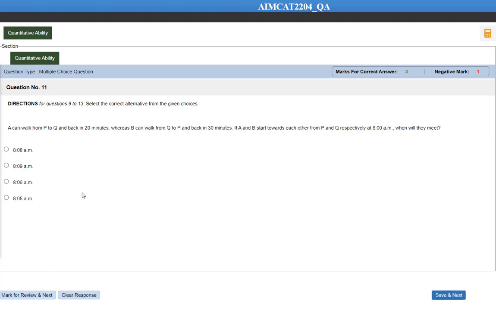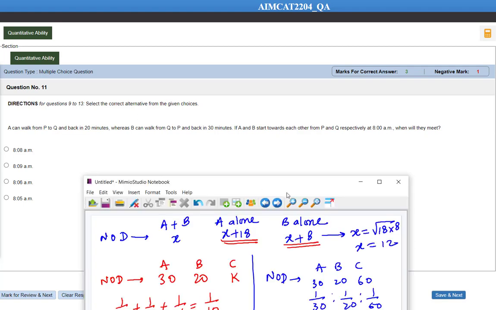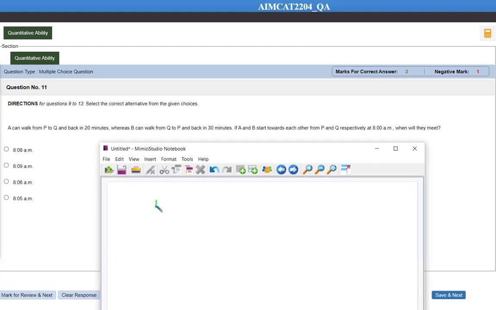Question number 11. A can walk from P to Q and back in 20 minutes. B can walk from Q to P and back in 30 minutes. A and B start towards each other from P and Q respectively at 8 o'clock. At what time are they going to meet? Okay everyone, over here this is P and this is Q. A is going to start from this place, B is going to start from this place at 8 o'clock. Now over here the distance is constant.